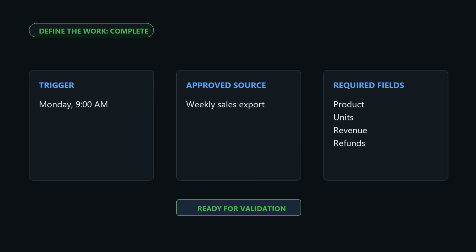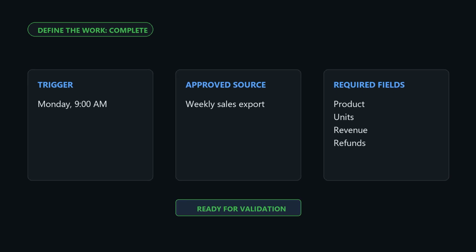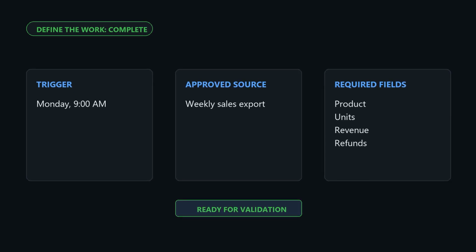At this point, the workflow knows when to start, which file it is allowed to use, and what information must be present before execution begins. Only then does it move into the execution stage.